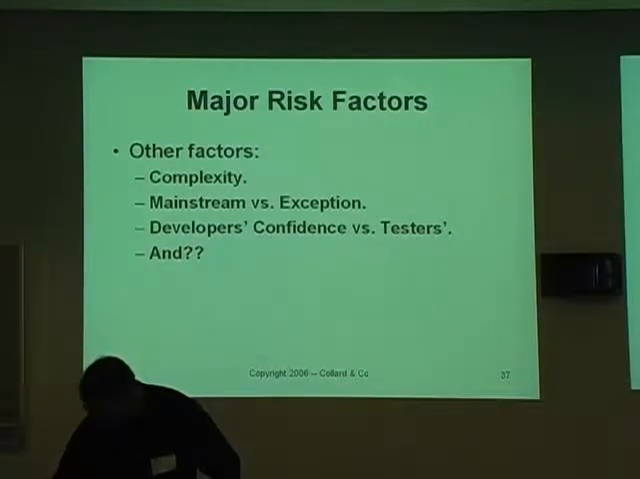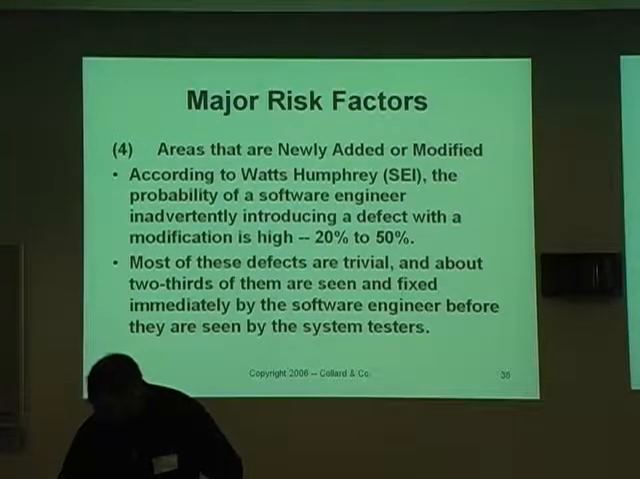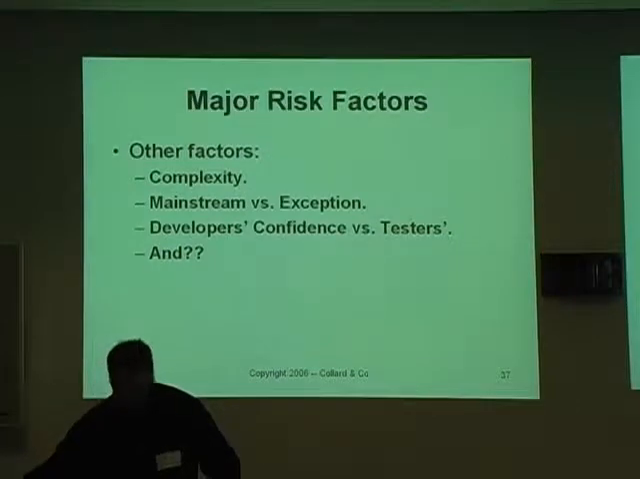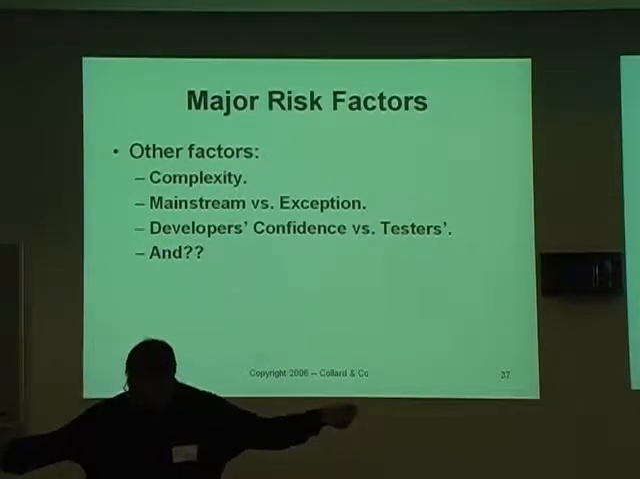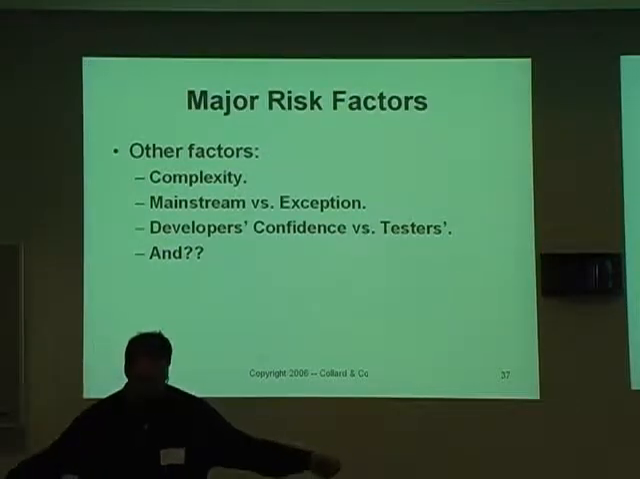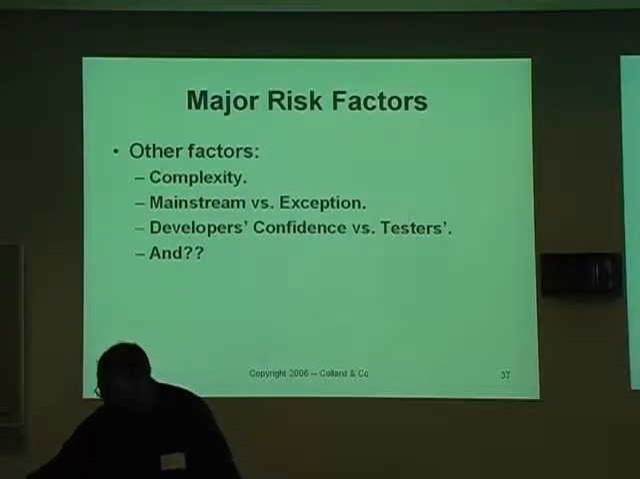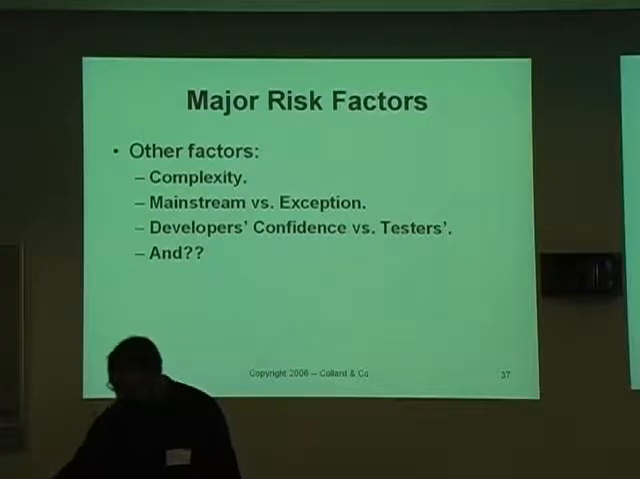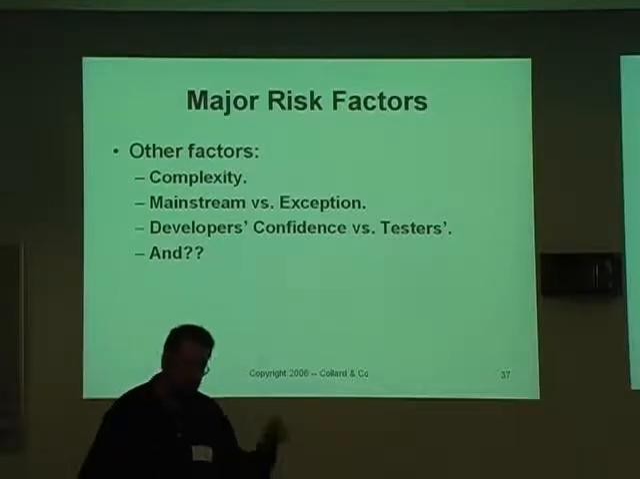These are other risk factors to go with these ones here. Other things that might have an effect on testing and complexity. You've got a very simple feature versus a very complex feature, and that might be a subjective evaluation of simple versus complex features. Other things being equal, the complex ones will probably need more testing. Mainstream versus exception, just briefly.